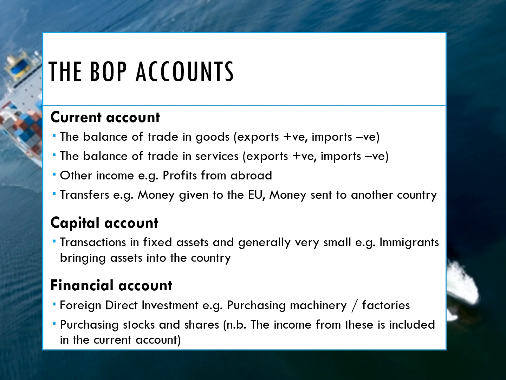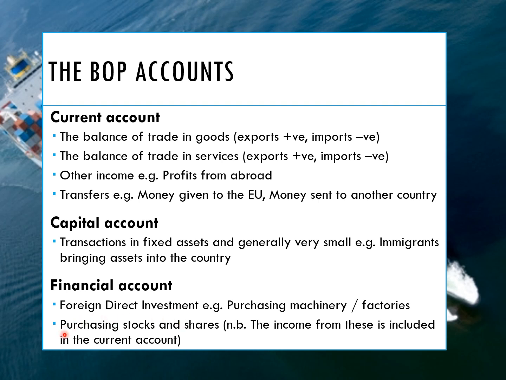In this account, we include things like foreign direct investment. So foreign direct investment, we're purchasing machinery or factories abroad. Say a UK-based company bought and set up a factory abroad, and to do that, money left the country and went to China. That will be a debit on the financial account because that is money leaving the country.